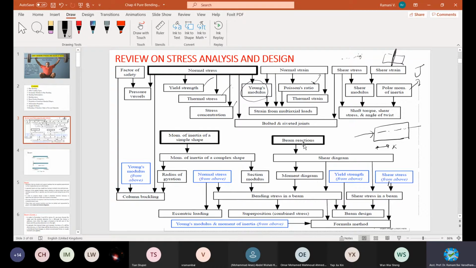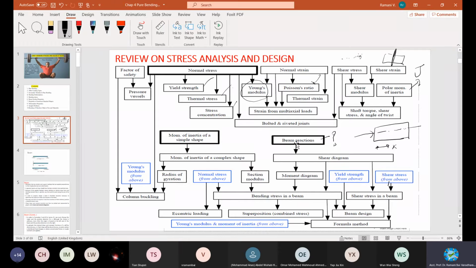Now comes the beam reactions. We are at this point, beam reactions. You should now calculate what the beam reaction is, what the support reaction is, right? Beam reaction is the support reaction. No support, no reaction at all. It tends to yield, tend to rotate or bend or deflect, right? So today's lessons will be on beam reactions, shear diagram, followed by moment diagram, and how these stresses are used.